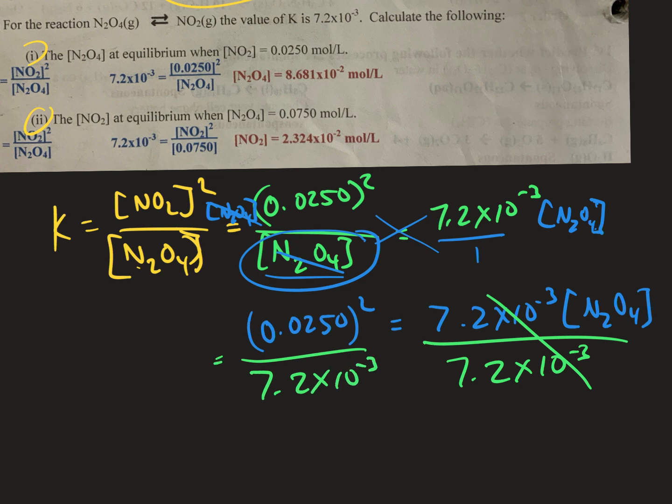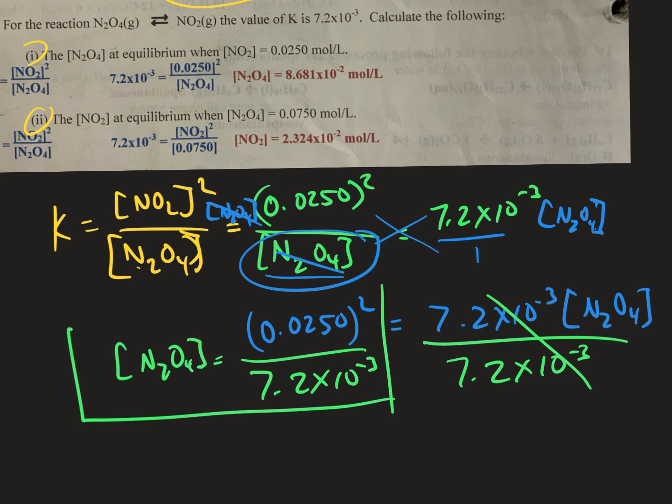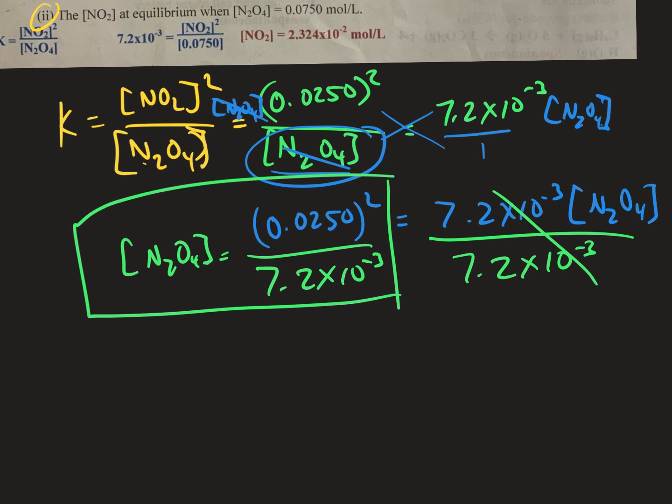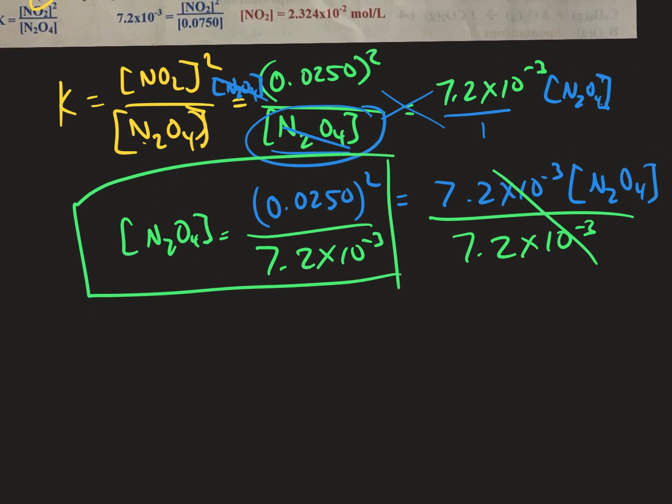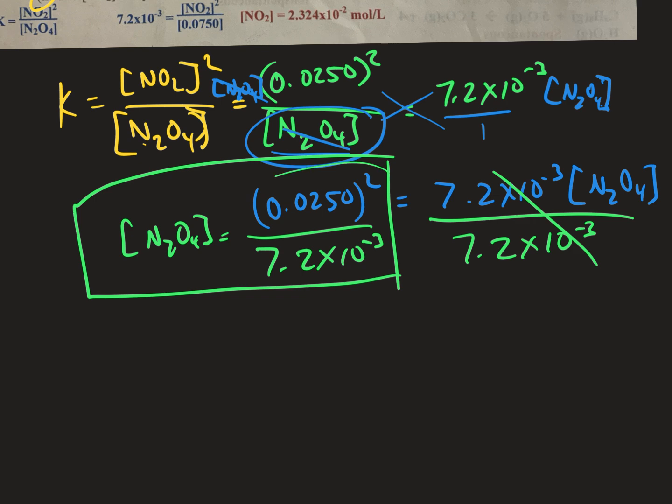And that is equal to our concentration of N2O4. Make sense? Yes, you can do it by plugging the numbers in. If I made you feel like you have to do it my way, you don't. You could do it this way, that's fine. Good? And then just make sure you square this first.